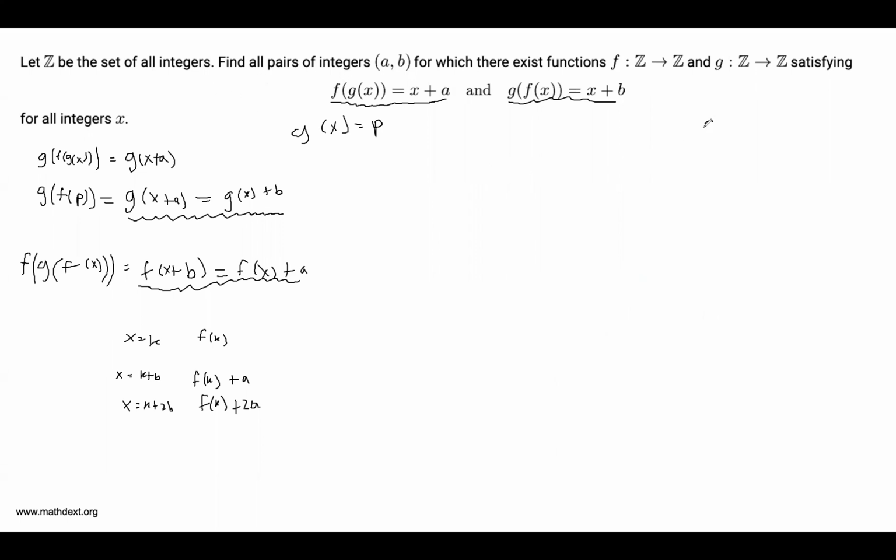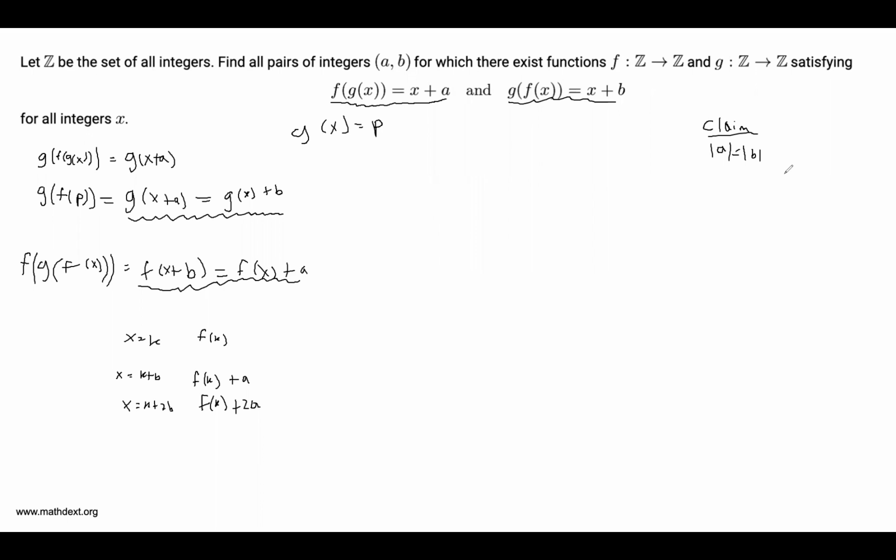The claim that I want to prove here in this problem is that the absolute value of a is going to be equal to the absolute value of b. I claim that those are the only pairs a, b that work.